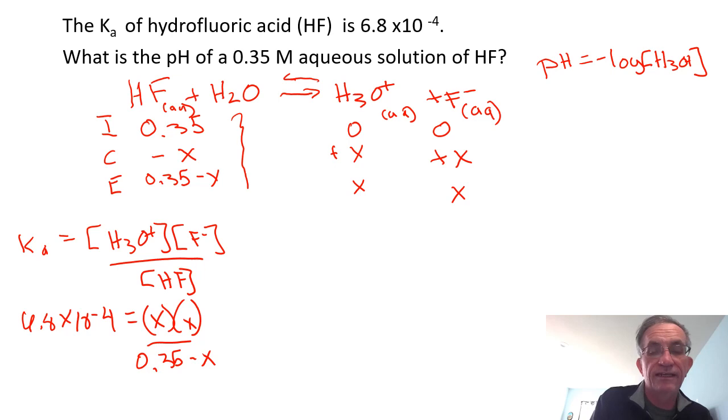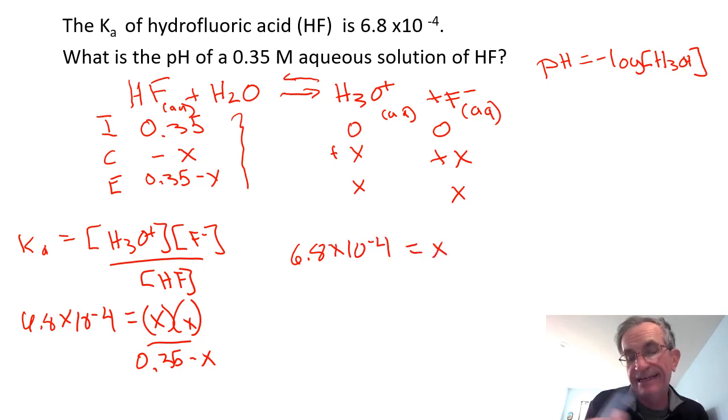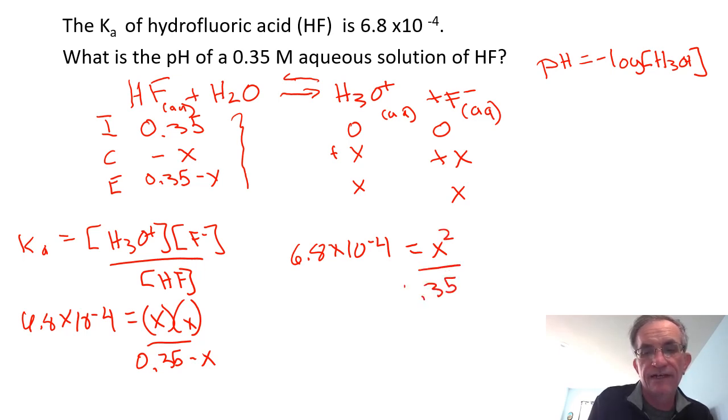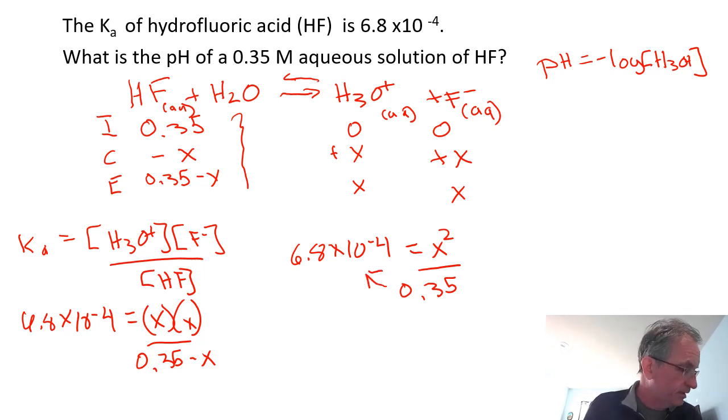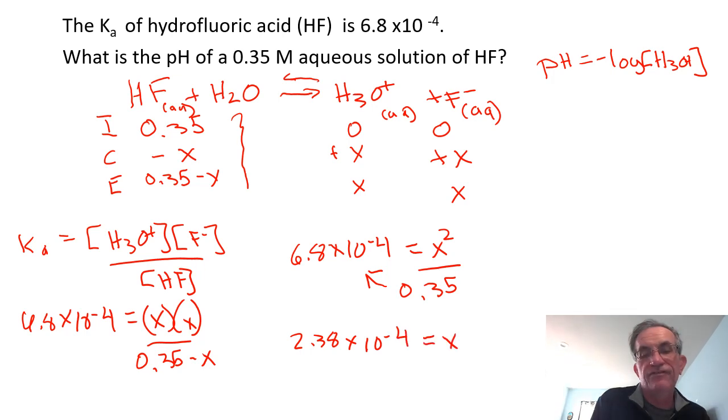All right, so I have to switch back to the pen. There we go. 6.8 times 10 to the minus 4 equals x, and then I can write x times x, but let's go ahead and make it x squared over 0.35 on the bottom. And from here, we'll do a little more math. We have to solve for x. Okay, so next thing, cross multiply. When you cross multiply, you should be getting 2.38 times 10 to the minus 4. That would equal x squared.